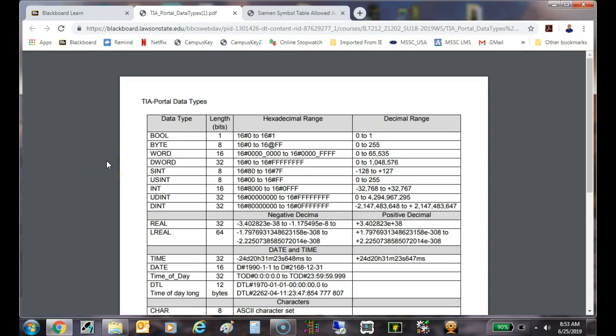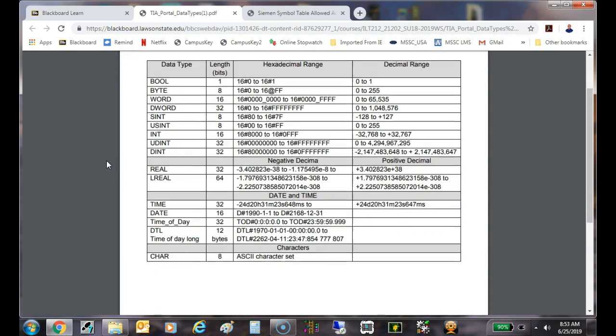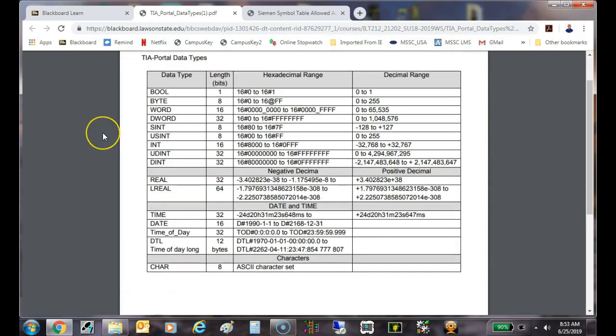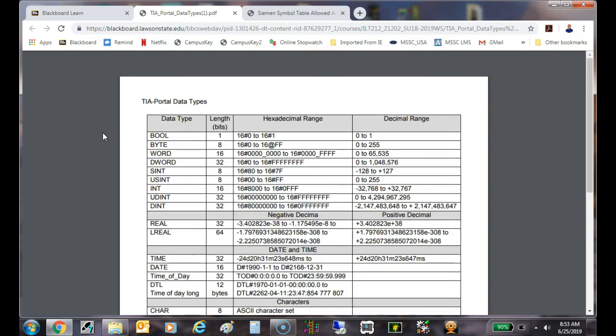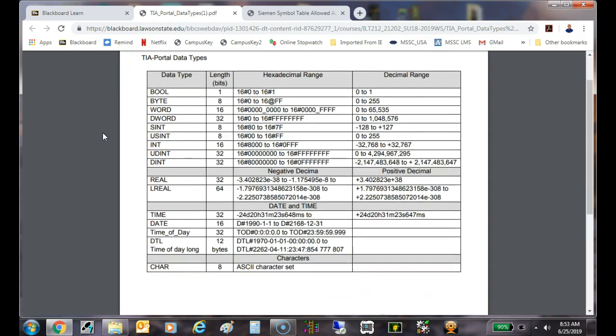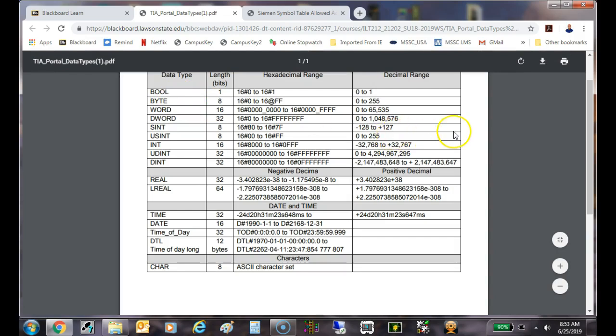Yeah, but it seems like that would be. But I don't know how you specify. This is the range that we have. So Boolean numbers, we only have a 0 and 1, right? You understand that?